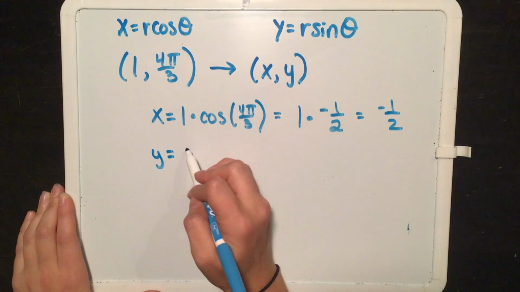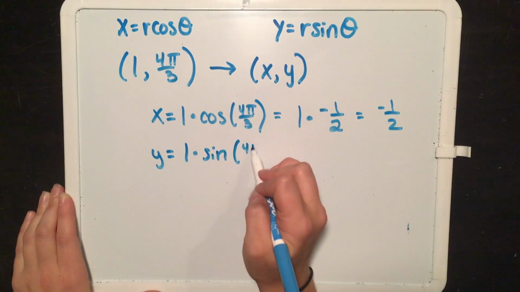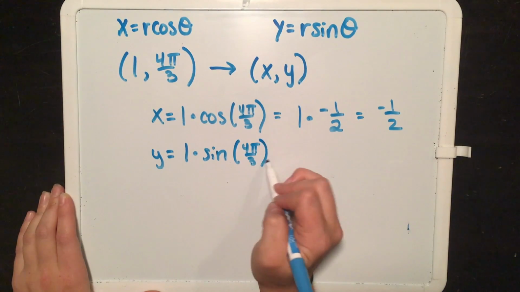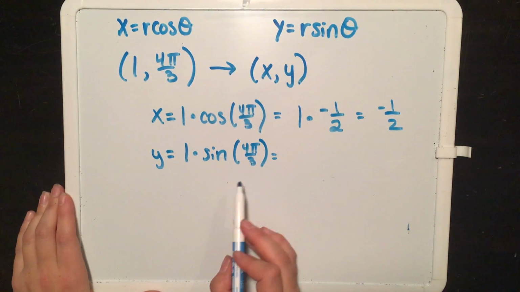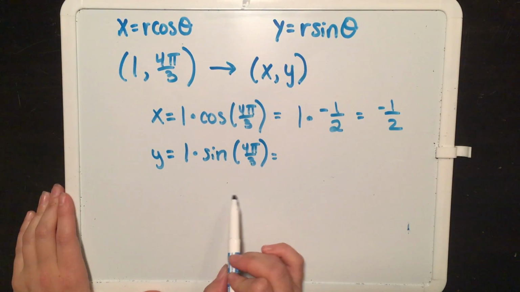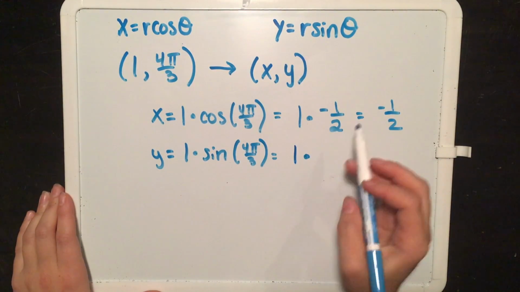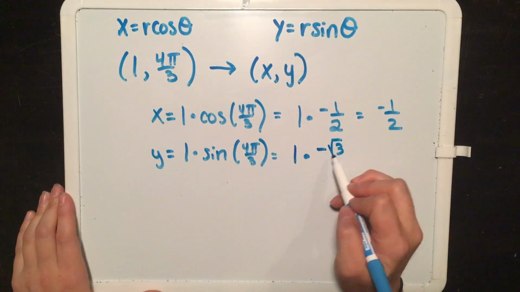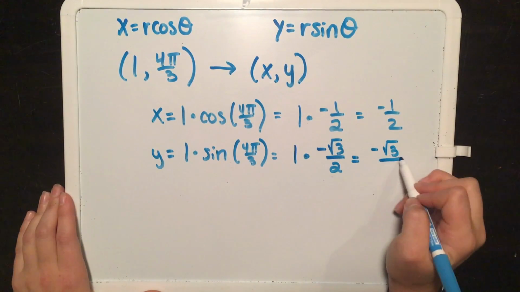Y equals r times sine of 4 pi over 3. And sine of 4 pi over 3 is the same as sine of pi over 3, but again it's negative because we are in the third quadrant. 1 times negative root 3 over 2, which equals negative root 3 over 2.